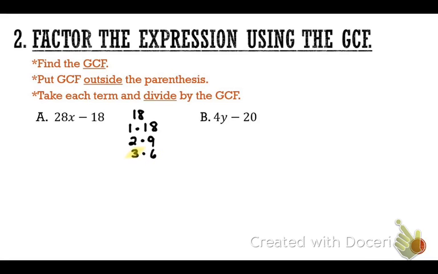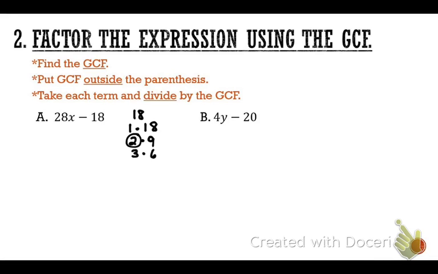So let's keep going. How about a 3? Can a 3 evenly go into a 28? No, it cannot, okay? 3 times 9 is 27. 3 times 10 is 30. How about a 2? Yes, because a 2 can always go into it. So everybody circle your 2. My GCF between an 18 and a 28, the biggest number that goes into both of them is a 2.